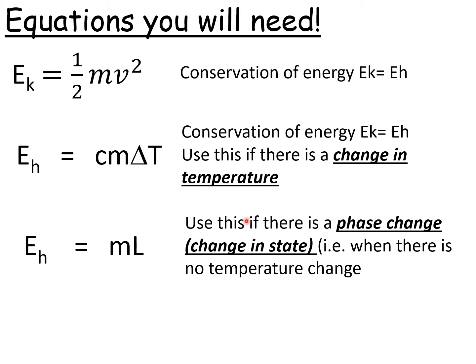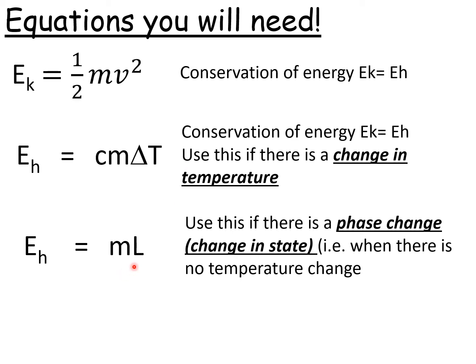EH is ml. Use this if there's a phase change, i.e. a change in state, or when there's no change in temperature. Again, I know some people got confused with this last time, but remember, with this one here, specific heat, there's a change in temperature. Latent heat, there's no change in temperature. And that's how you spot which one you use.